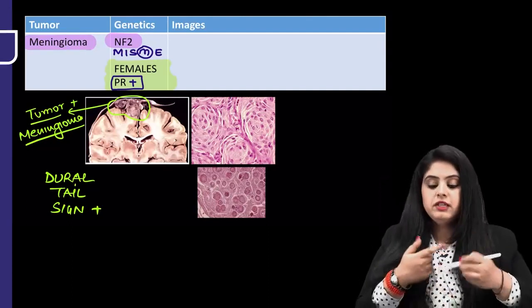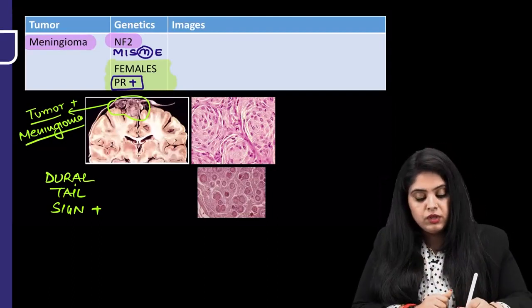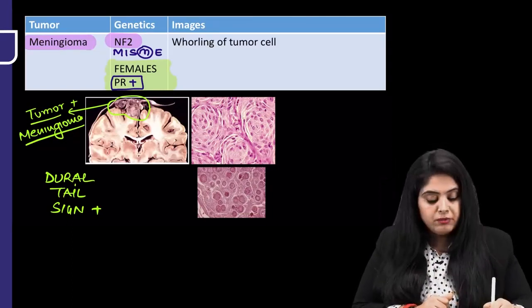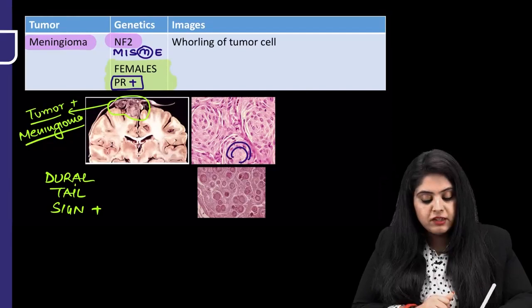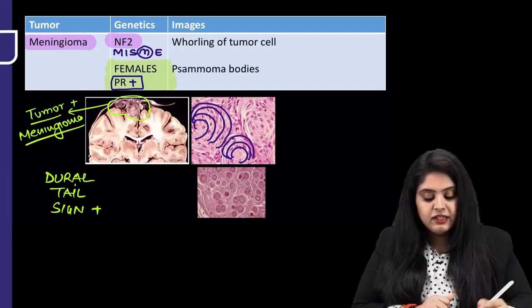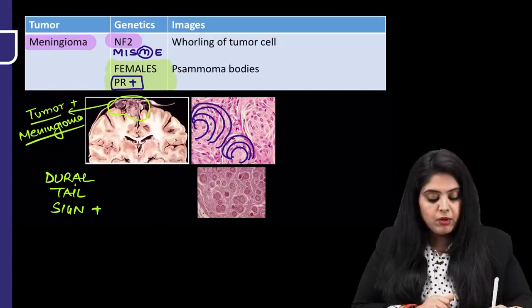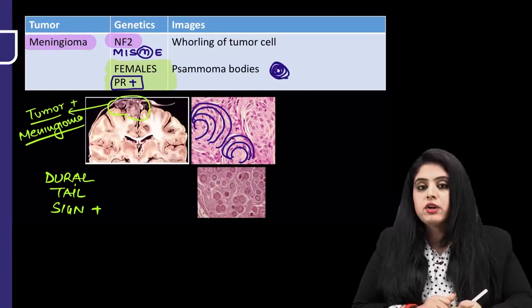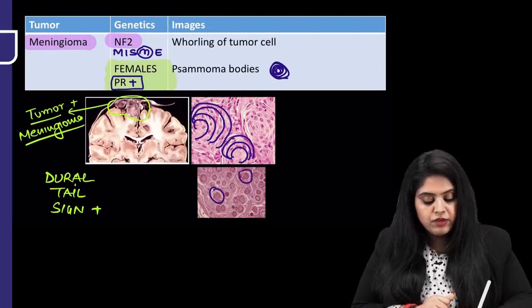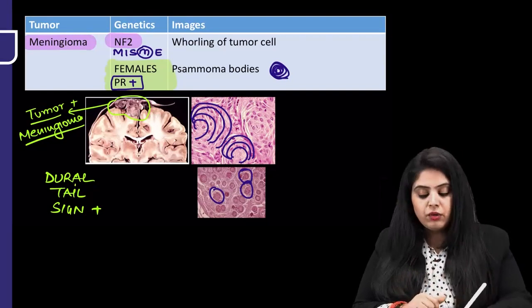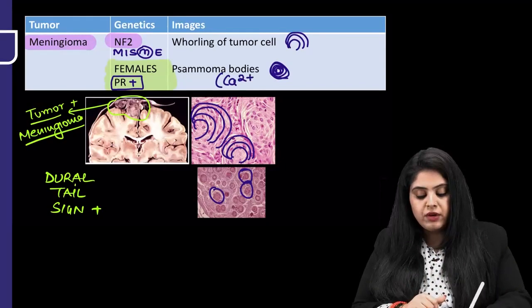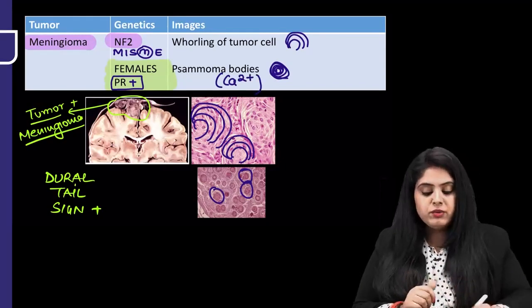And what do you see microscopically? Everything is going round. The cells are also going round, whorl means whirling. You can see the cells are going round and round, and that is going to be whorling of the tumor cells. And second is going to be psammoma bodies. Psammoma bodies is also calcium going round, round, round. So I can see the calcium also over here going round. So everything is going round and round. The cells are also going round and round. The calcium is also going round and round.